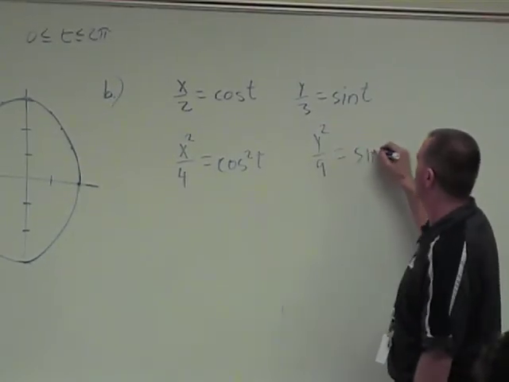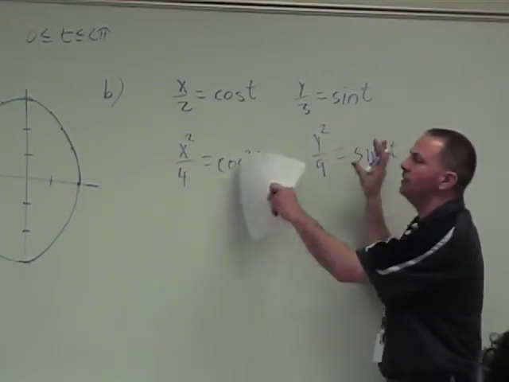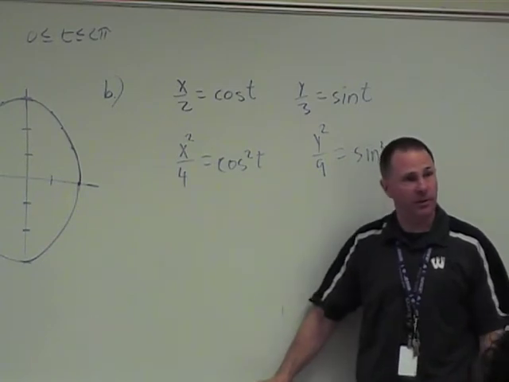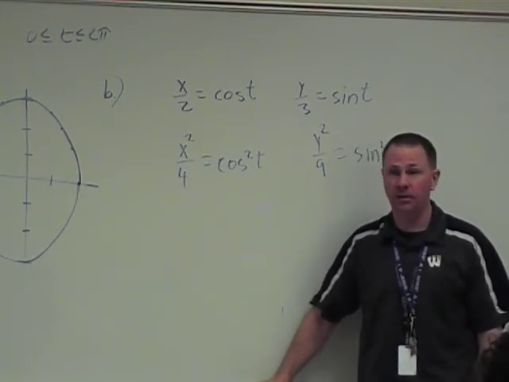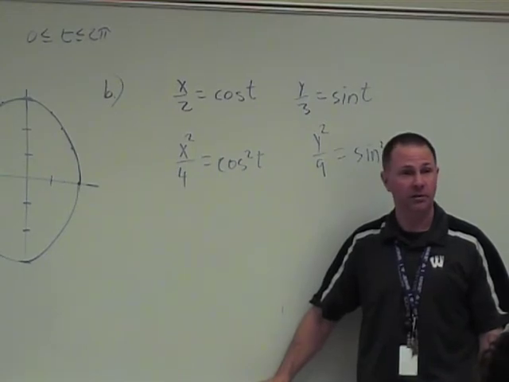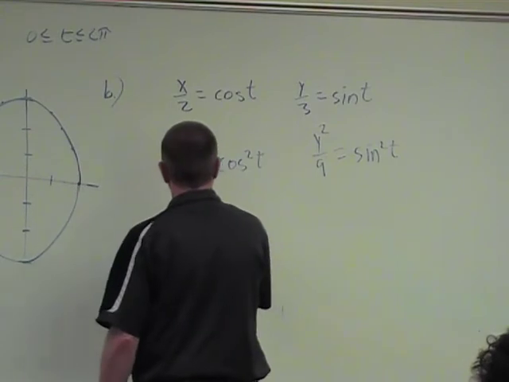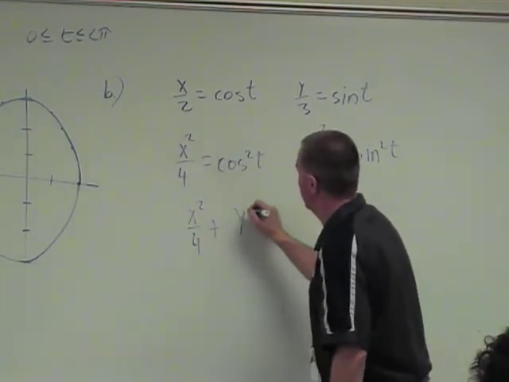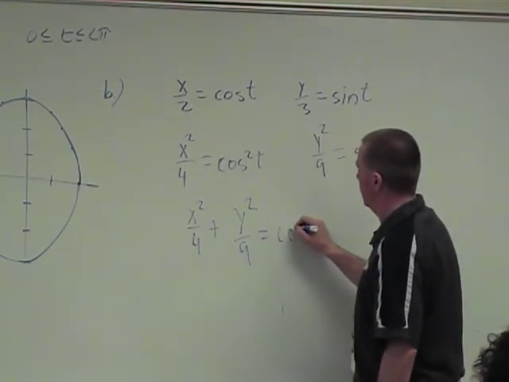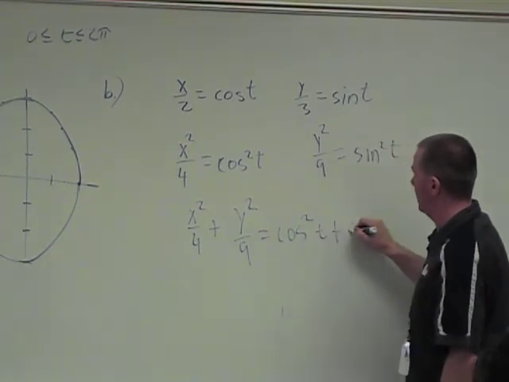Equals the sine squared of t. If I add the two equations together, have you ever done that before? Adding equations together, maybe to eliminate things? You can't do that, right? Alright, so if I put these two equations together, I get x squared over 4 plus y squared over 9 equals the cosine squared of t plus the sine squared of t.